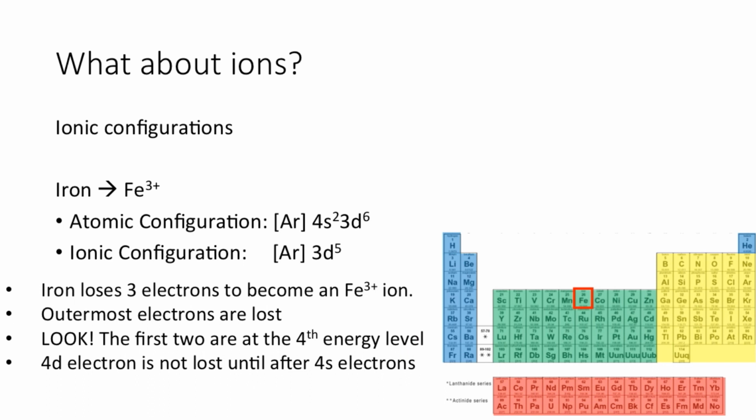So applying that to iron, for the iron 3+ ion, we're going to remove 3 electrons. The first 2 electrons removed come from the 4s sublevel because they were at the highest energy level, so the furthest to the outside of the atom, followed by 1 electron coming off of the 3d sublevel. This is going to result in the noble gas argon, followed by a 3d5 electron configuration.